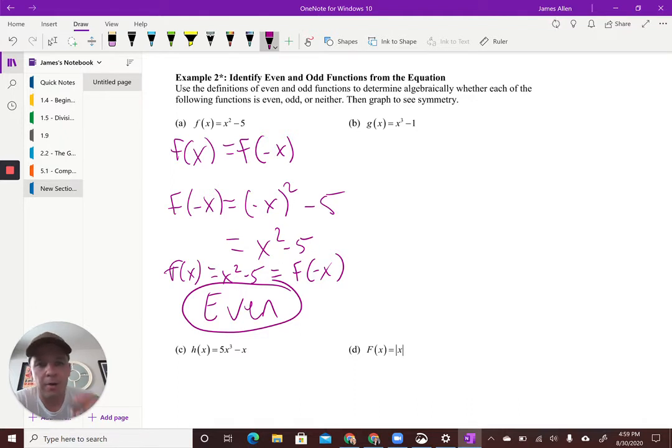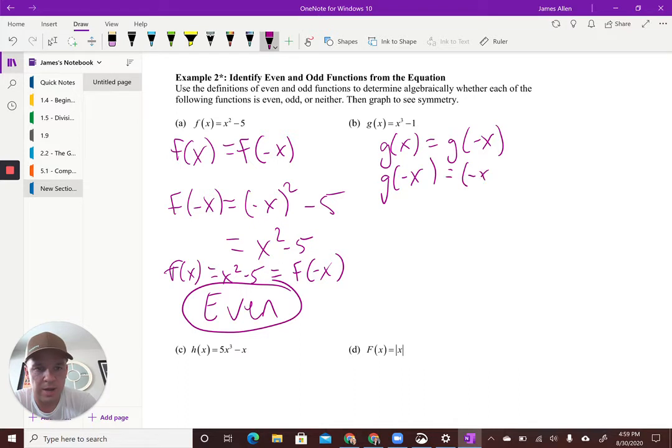Cool. Now, we have g of x equals x cubed minus 1. If I first test to see if it's even, g of x being equal to g of negative x, let's see here. So g of negative x is going to be negative x cubed. And if we remember, that cube is not going to change the sign, so I'm left with negative x cubed minus 1. So g of negative x does not equal g of x. So not even.